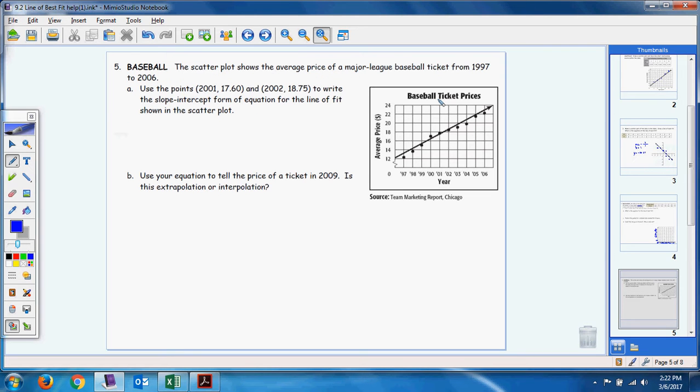All right, number 5, baseball. The scatter plot shows the average price of a Major League Baseball ticket from 1997 to 2006. Use the points to write the slope-intercept form of equation for the line of fit shown in the scatter plot. Again, line of best fit or line of kind of close fit, and so on. Use the equation to tell the price of a ticket in 2009. Is this extrapolation or interpolation? So again, we can look at those words again in just a moment, but once you have it, you can predict what the price would be for 2009.